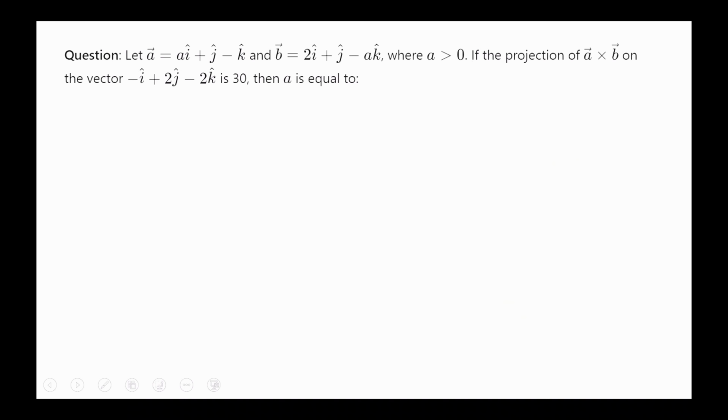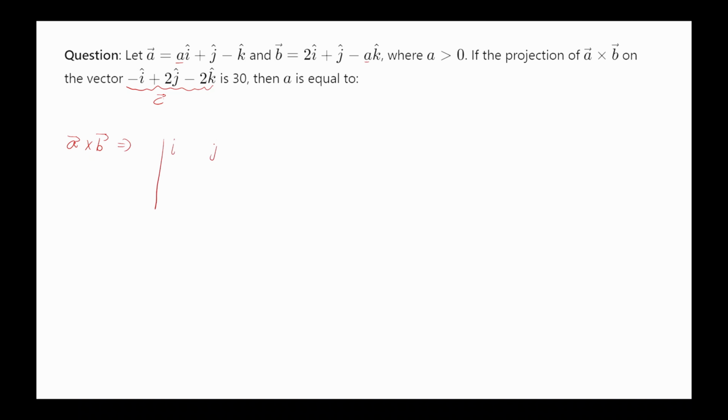So A vector has been given to us, B vector has been given to us, where alpha is greater than 0. So in both these vectors, there is an unknown, which is my alpha. The projection of A vector cross B vector on the vector given is 30. Let me assume that this vector that has been given to us is my C vector. First of all, let me find out my A vector cross B vector. It is of course going to be another vector, right? So if I find out my A vector cross B vector, what is it going to be?